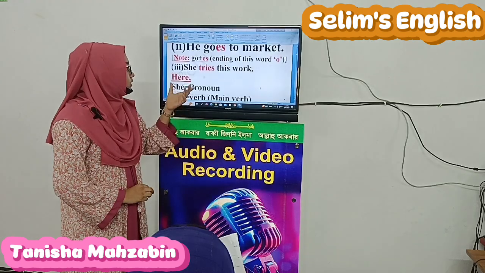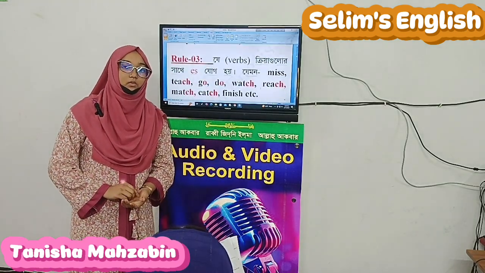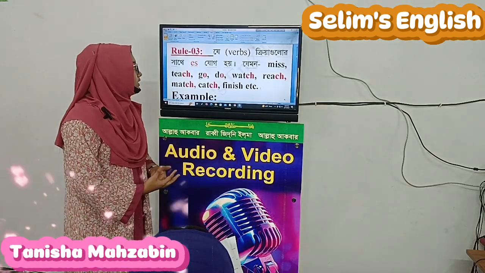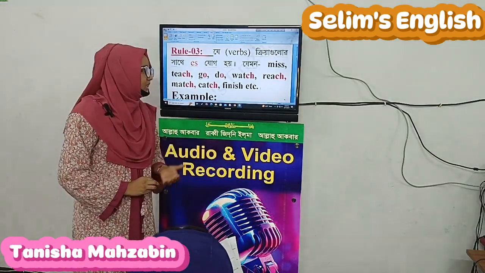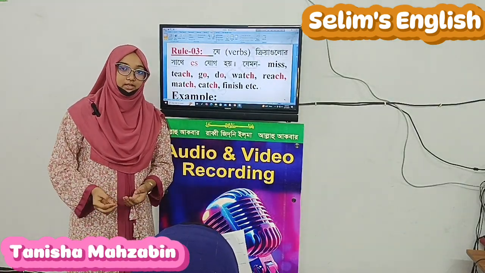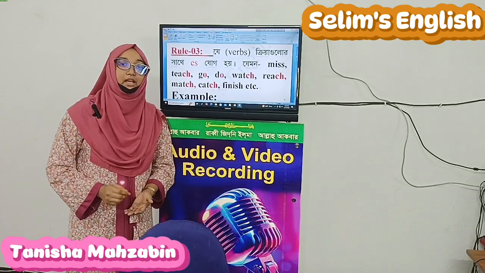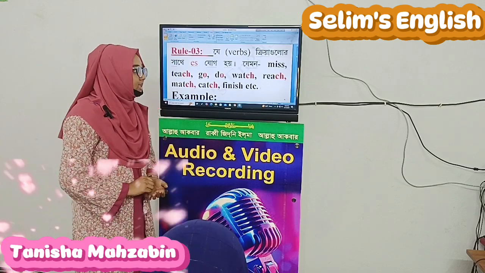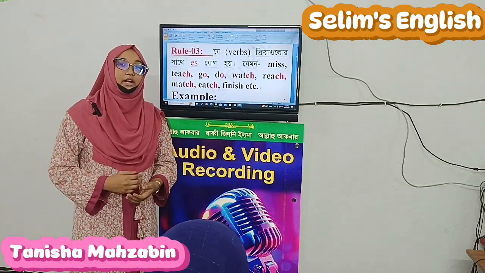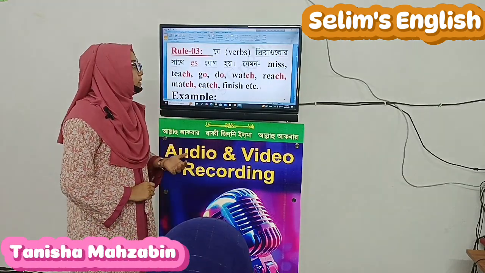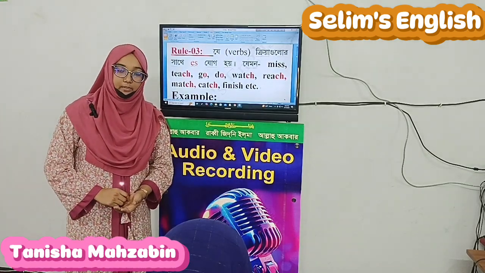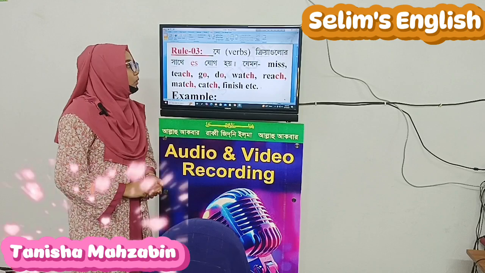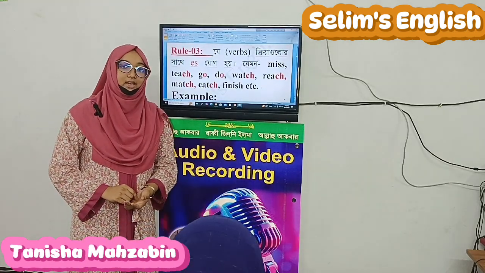So we are working with one rule, the exceptional rule. Our main rule is: when the subject is third person singular in a sentence, for example he, she, it, or any name, then we have to add s, es, or ies to the verb. But here the question is which kind of verb takes s, which takes es, and which takes ies. Today's discussion is on this question, when we use s, es, and ies.